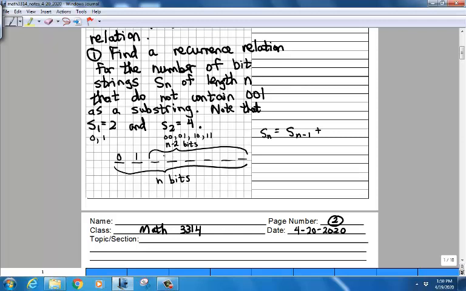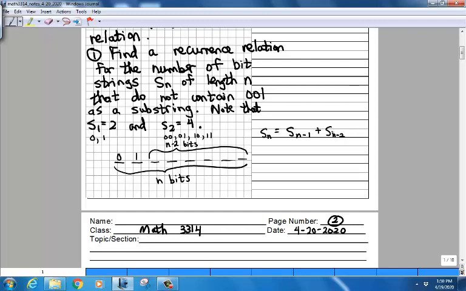So how many bit strings of length n minus 2 do not contain 0, 0, 1? Well, the answer is, by definition, s sub n minus 2, because that's how we're labeling bit strings of a particular length that don't contain 0, 0, 1. So now I know s sub n is at least as large as s sub n minus 1 plus s sub n minus 2.